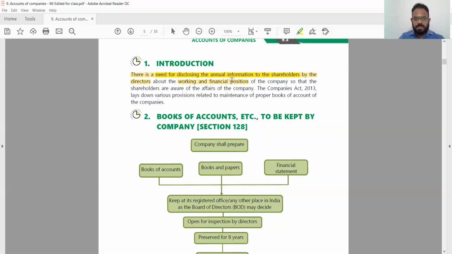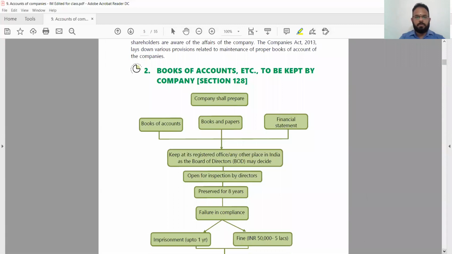Books of accounts, books and papers to be connected, and financial statements. Now that's what they are going to cover in Section 128. What is 128? Books of accounts to be kept by the company. The company shall prepare three things: books of accounts, books and papers. That means apart from books of accounts, whatever is there.